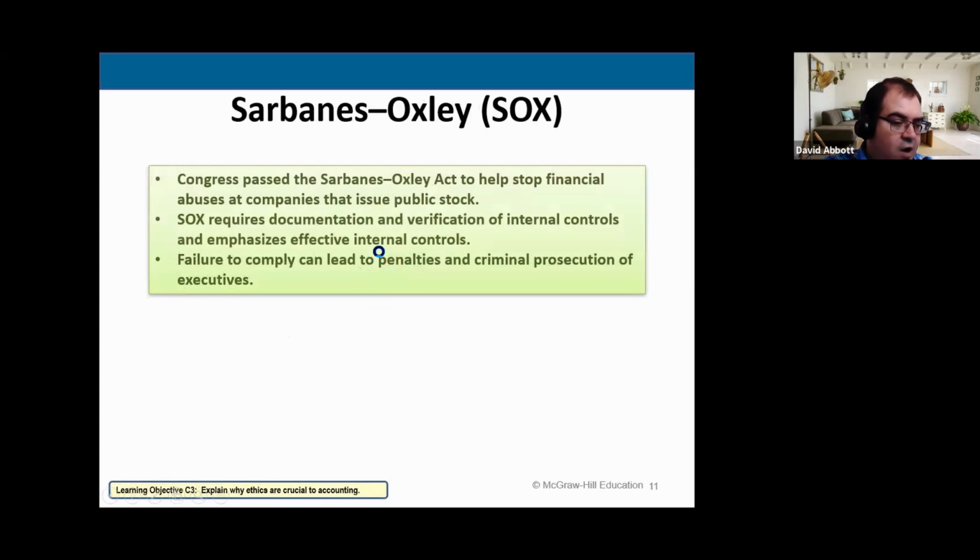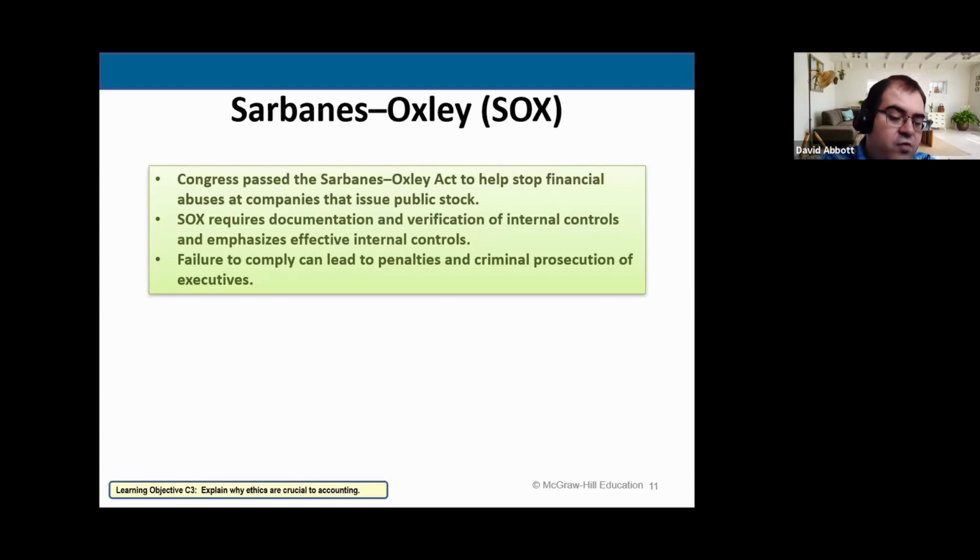So the Sarbanes-Oxley Act, or SOX, Congress passed this to help stop financial abuse at companies that issue their stock to the public. SOX requires documentation and verification of internal controls and emphasizes effective internal controls. Managers must issue a report stating that internal controls are effective. Auditors verify the effectiveness of internal controls. Ignoring SOX can lead to penalties and criminal prosecution for executives.